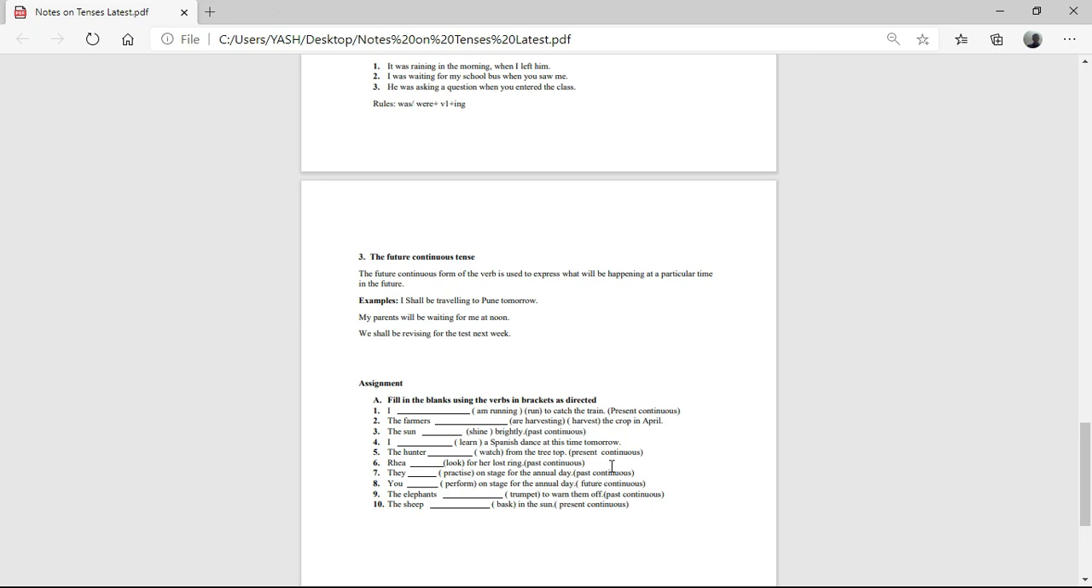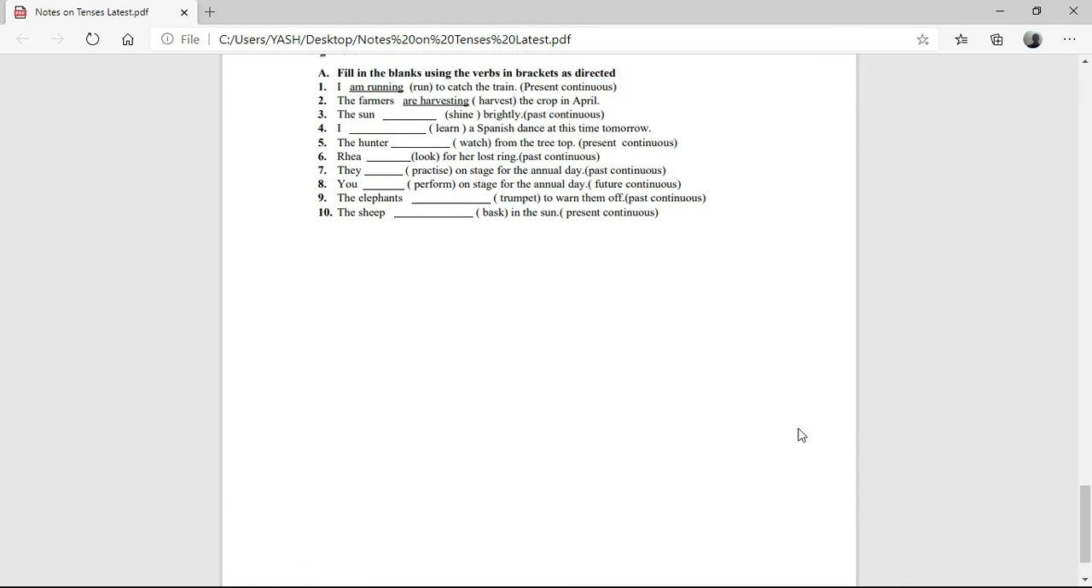Next one is the past continuous tense. The past continuous form of the verb is used to express an action going on at the time in the past. The time of an action may or may not be indicated. Rules are there: we will be using the auxiliary verb was or were plus verb first form plus ing form of the verb.